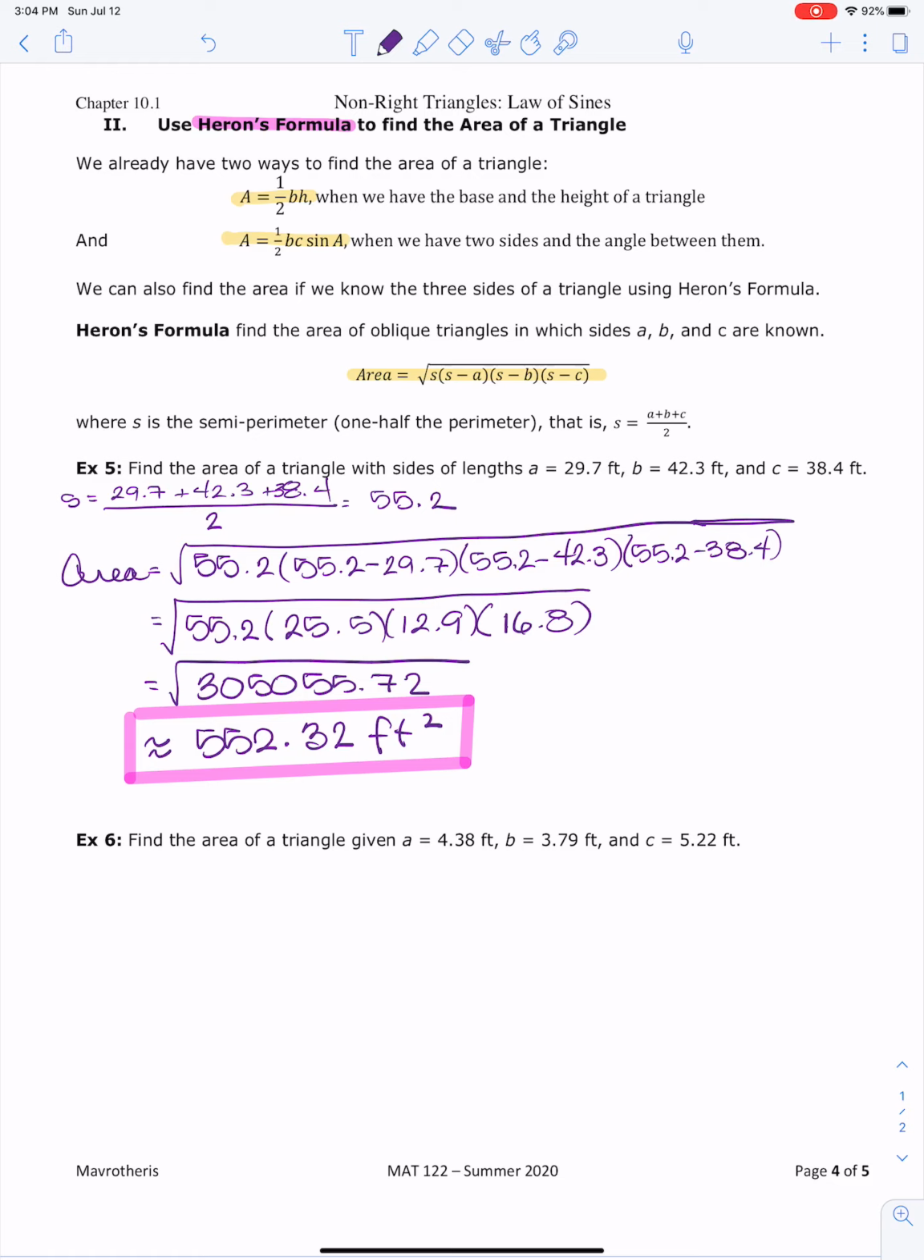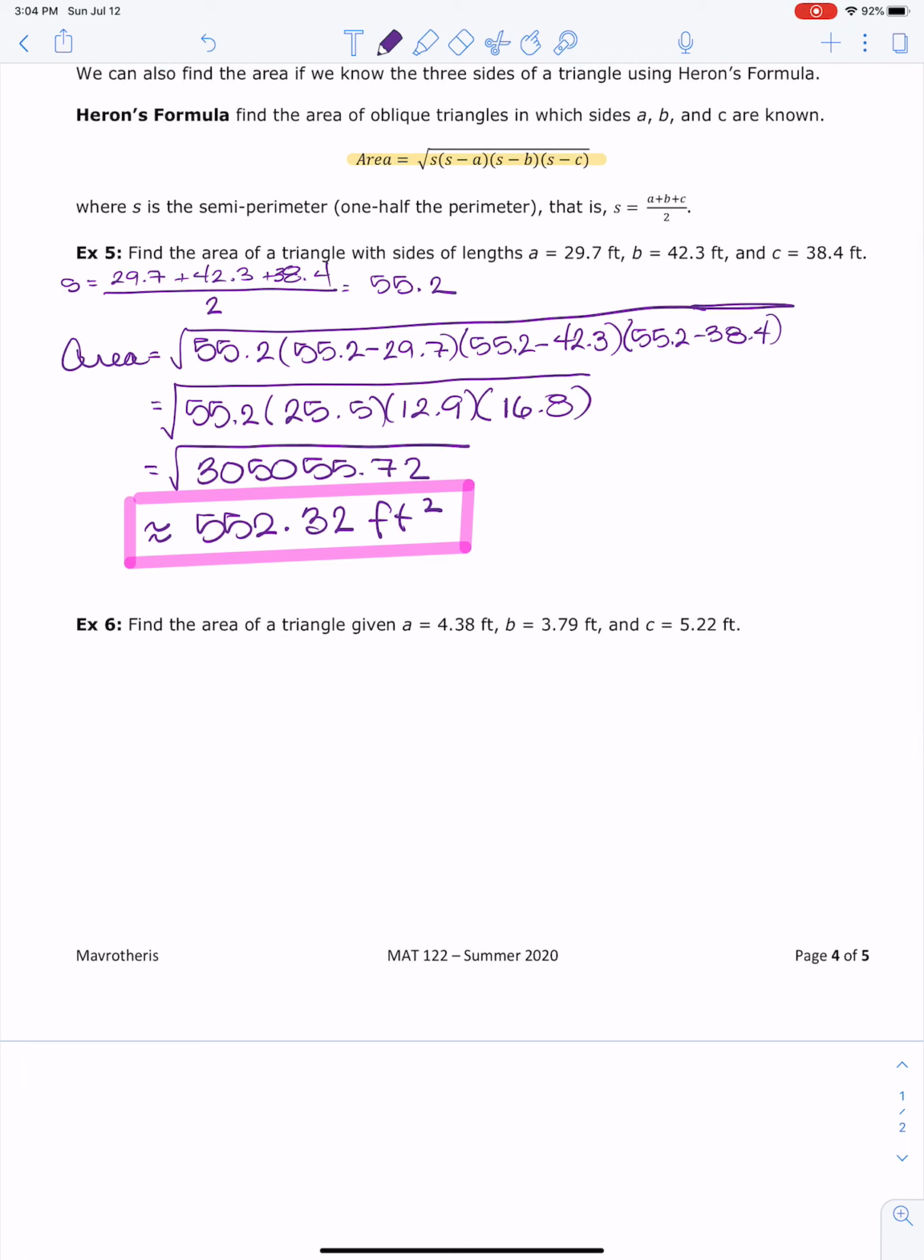If you're comfortable with that, you really don't need to go through this second example. Nothing any different than right above other than the values that we're using. Page 5, though, does have the word problems, and you definitely don't want to miss that. So here we go, finding the semi-perimeter. Get 4.38 plus 3.79 plus 5.22 all divided by 2, and I get 6.695.